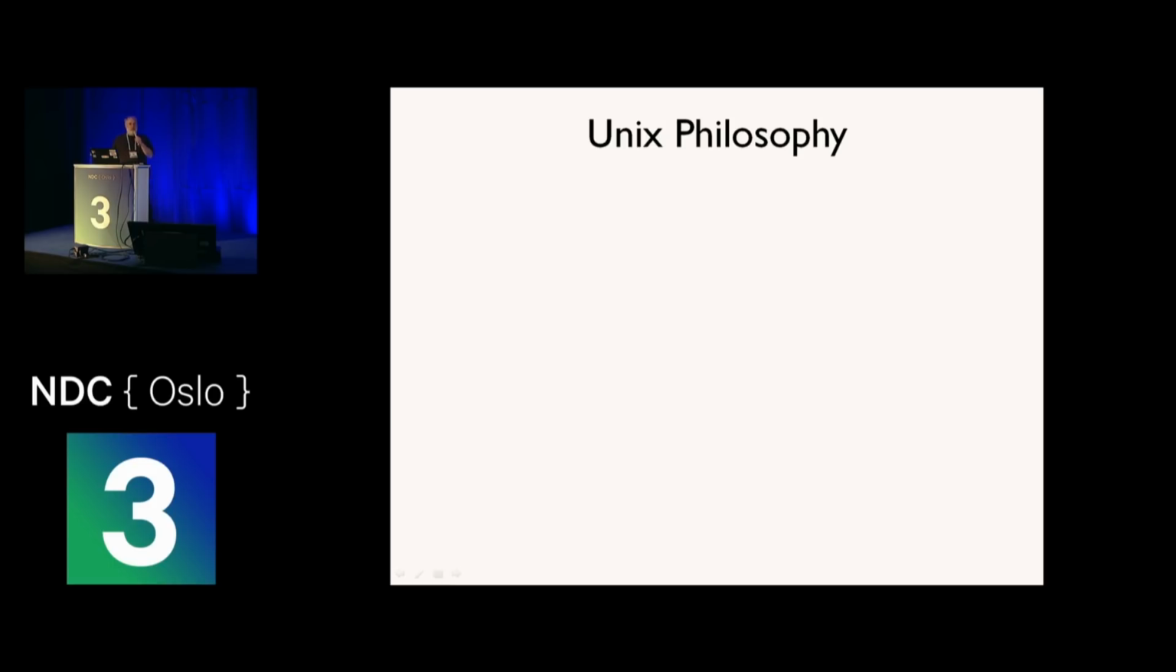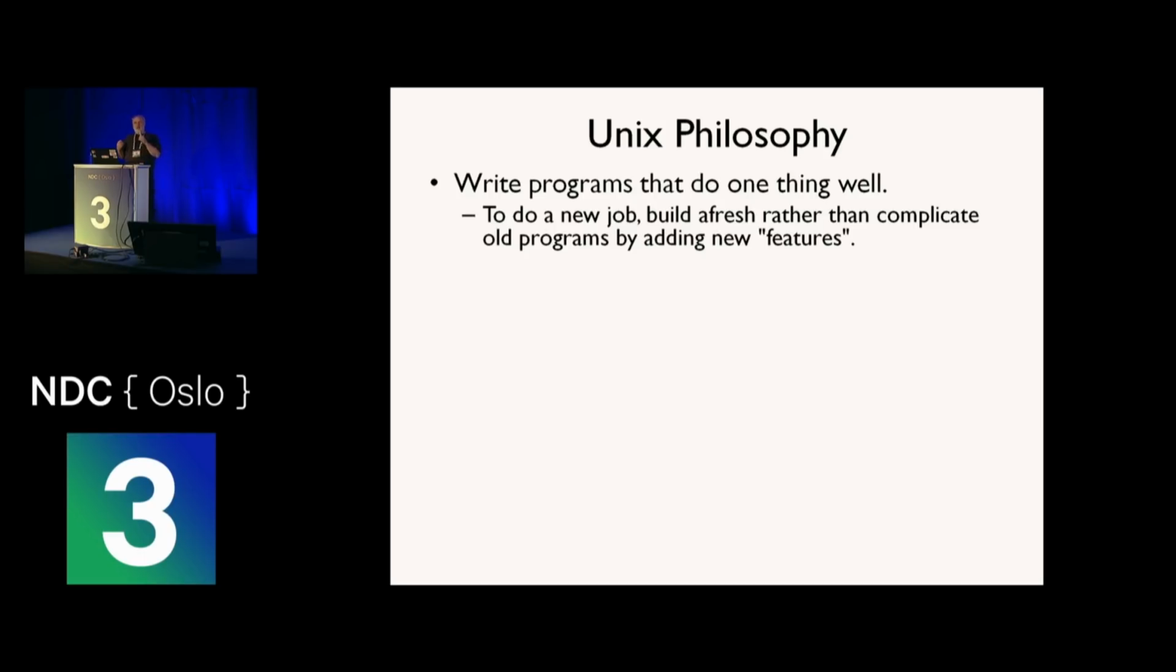So the UNIX philosophy is actually very, very similar. And I took this from the Wikipedia article, so don't blame me if I don't get this right. So, write programs that do one thing well. That's one of the philosophies. And if you need to do something new, start a new piece. You don't complicate old programs by adding new features. Each piece is a little small thing that does one thing well.